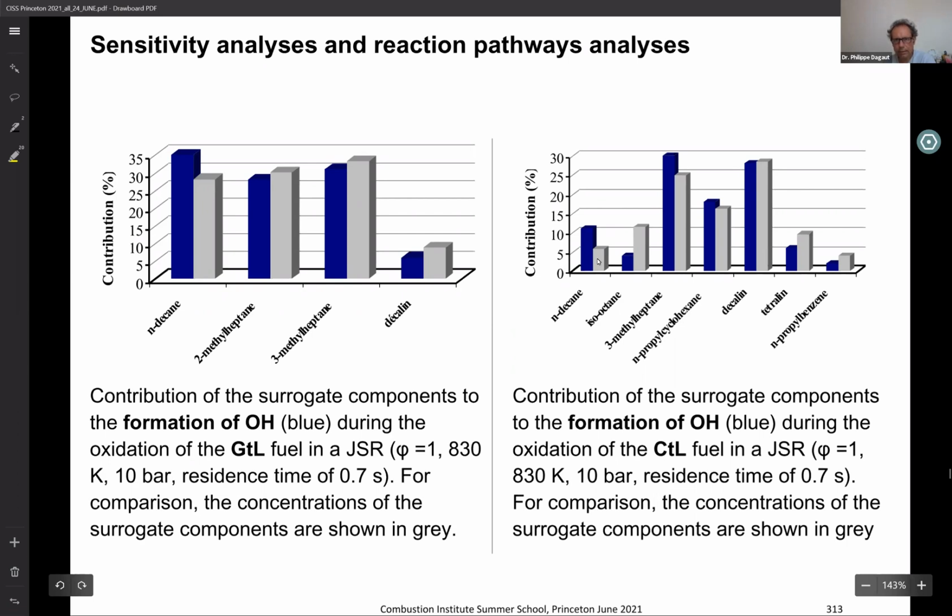But in the CTL, there is very little normal decane in the model fuel mixture. There is more methylheptane. Therefore, methylheptane is also contributing very much to the production of OH radicals.